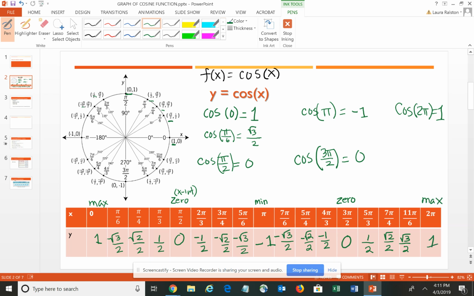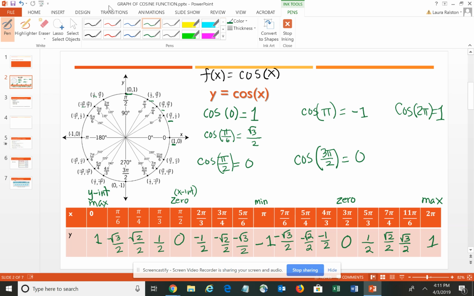So really the only value that we haven't identified here is our y-intercept. And remember, the y-intercept occurs where it crosses the y-axis and your x value is 0. So I actually have the y-intercept occurs at 0, 1, which happens to also be one of our maximum values.